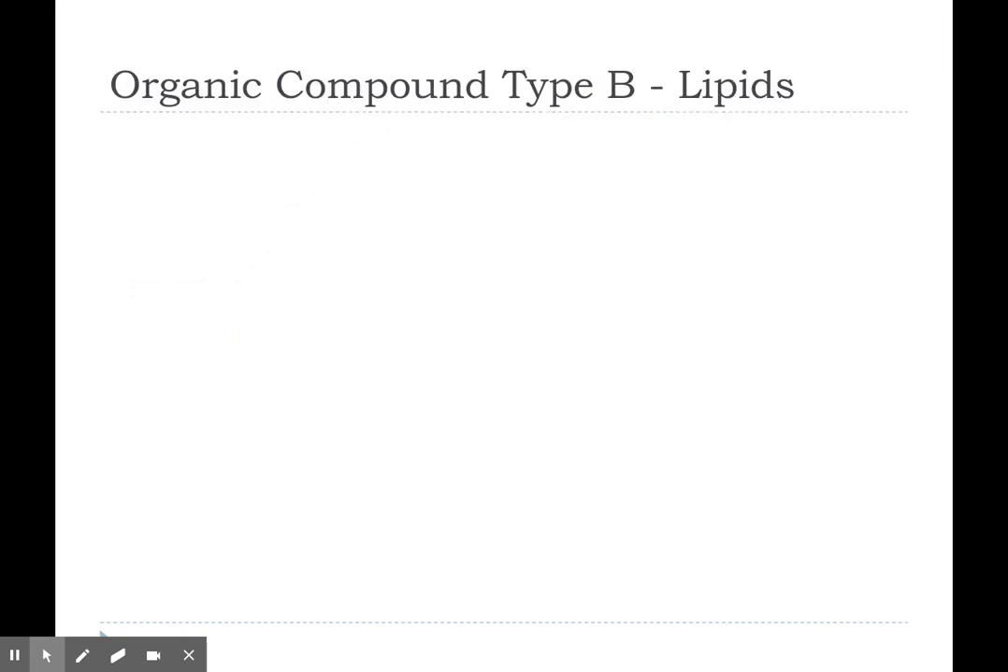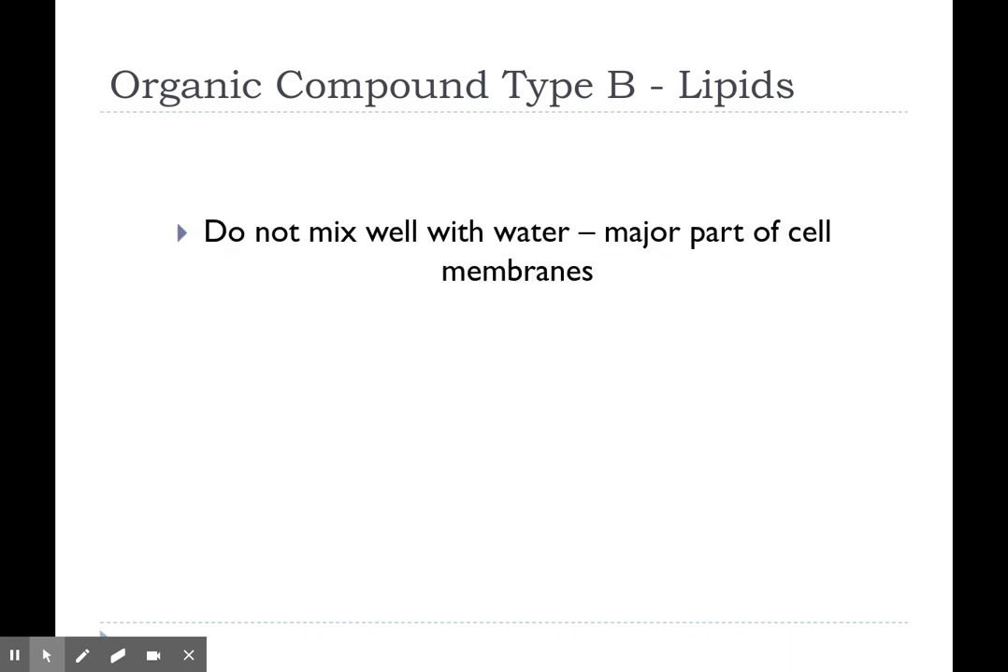The second example of organic compounds that we will explore are lipids. Lipids do not mix well with water, and because of that, they are a major part of cell membranes. The cytoplasm is mostly water based, and so if you want to separate a structure from the cytoplasm, it's good to use a lipid as your membrane because lipids don't mix with water at all.